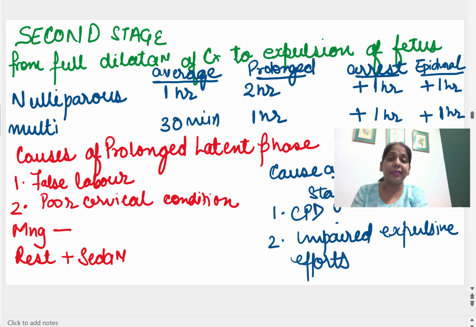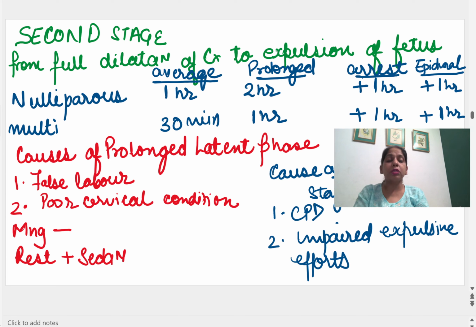And in the multiparous, the average duration of the second stage is 30 minutes, and we will say it prolonged to you have not to learn the prolonged durations, you are just going to double it, right? To say it prolonged, you have to double the duration of the average. So the average duration in the multiparous of the second stage is 30 minutes. To say it prolonged, the duration becomes 1 hour.